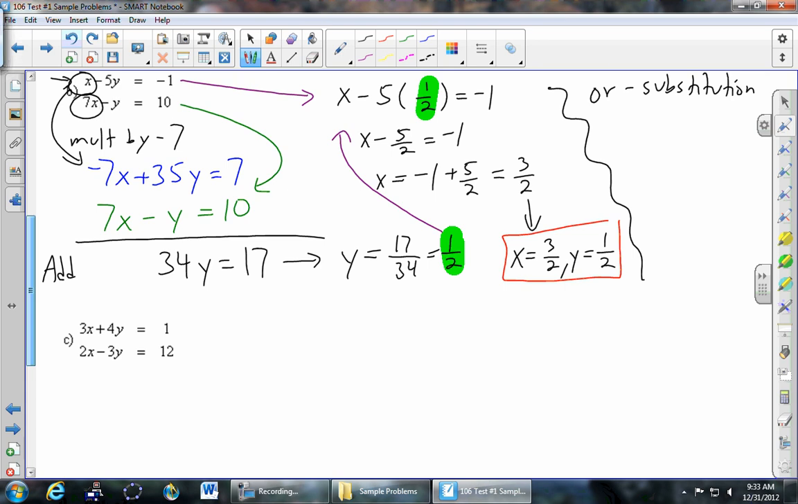But I'm just going to solve the first equation for x by adding 5y to both sides. And then I'll substitute that into the second equation. Second equation said 7 times x minus y equals 10. What is x equal to? X is equal to -1 plus 5y. I'll distribute the 7.